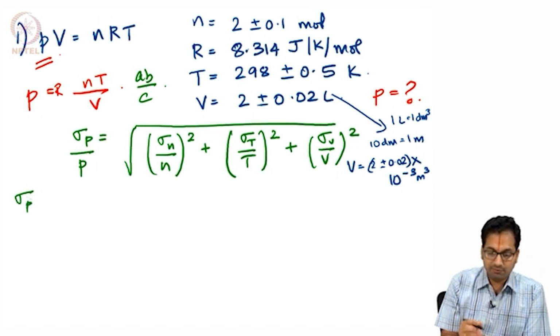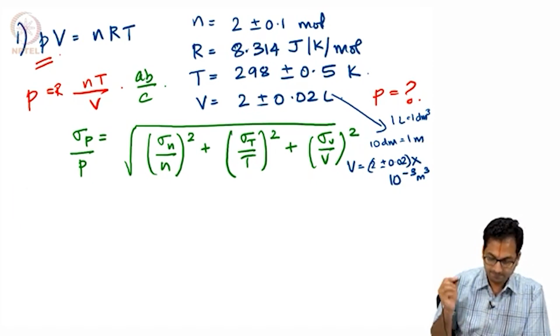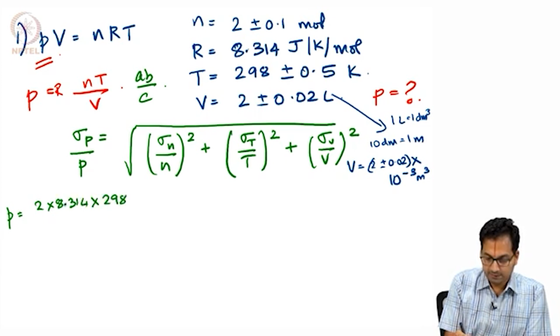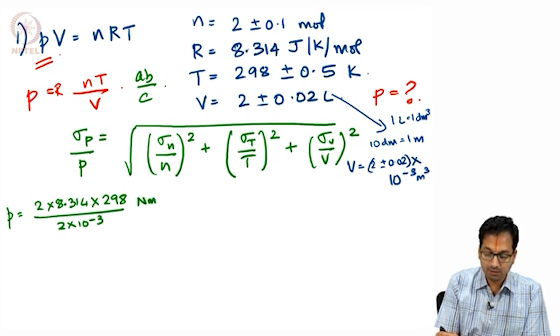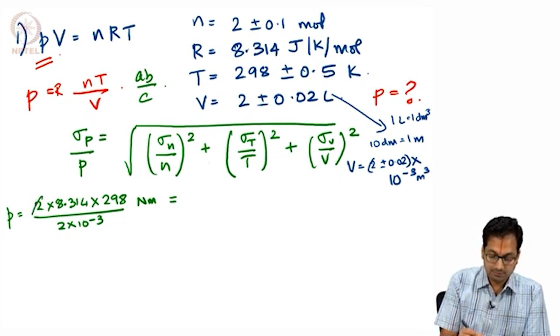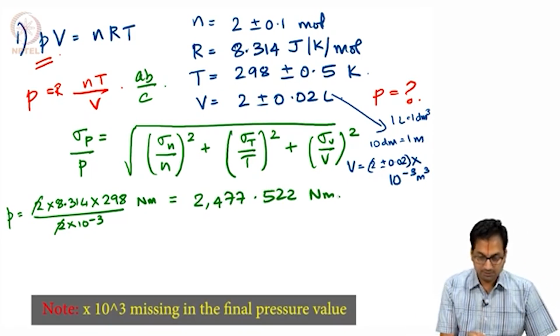First, let us actually determine what P is by itself. P is going to be given by 2 into 8.314 times 298 divided by 2 into 10 to the power of minus 3. So, this will be in the SI unit of pressure, which is 2477.522 Newton per meter squared.